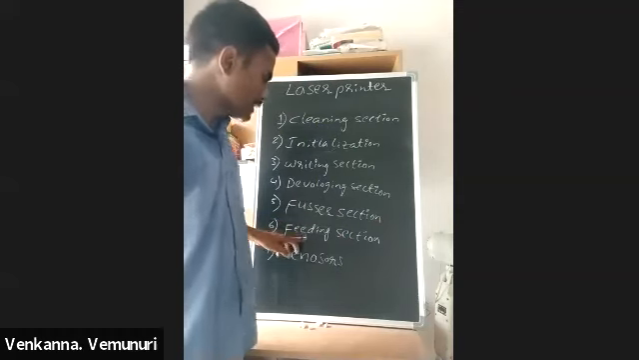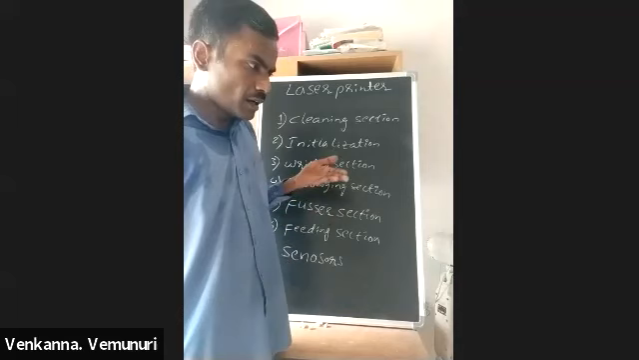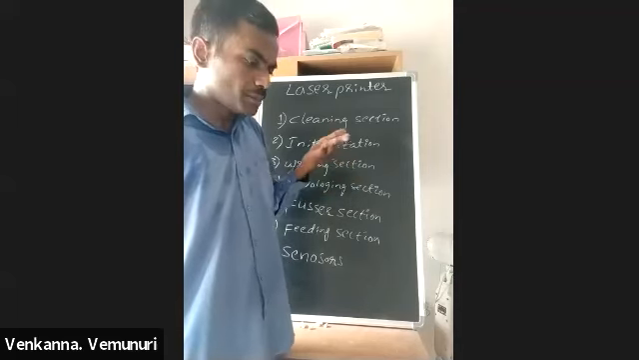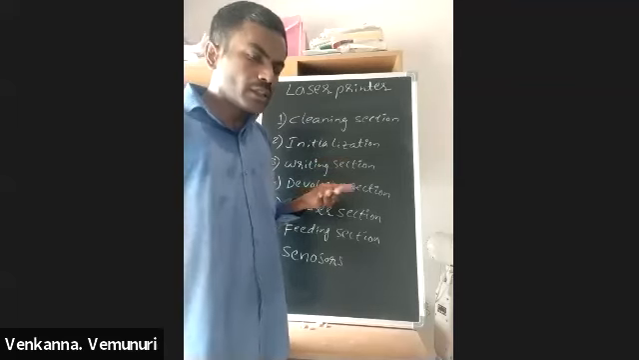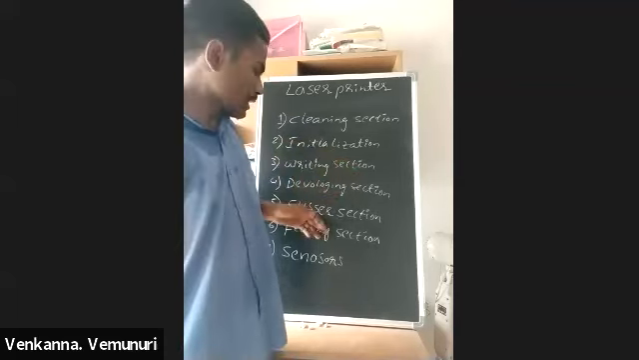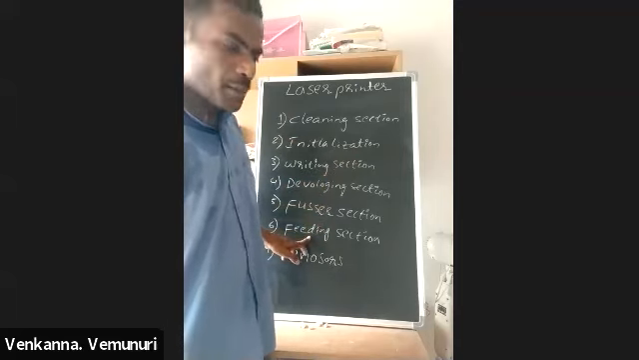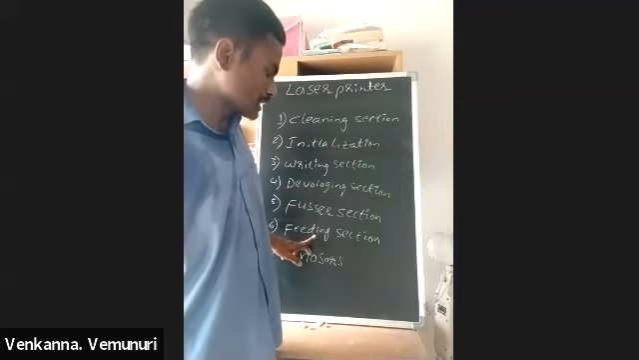Next one is the feeding section. Feeding section means it is taking paper from the paper tray and sending it to the printer. It is called the feeding section. In this feeding section there are the paper tray and paper pickup roller. These are the main parts in the feeding section.